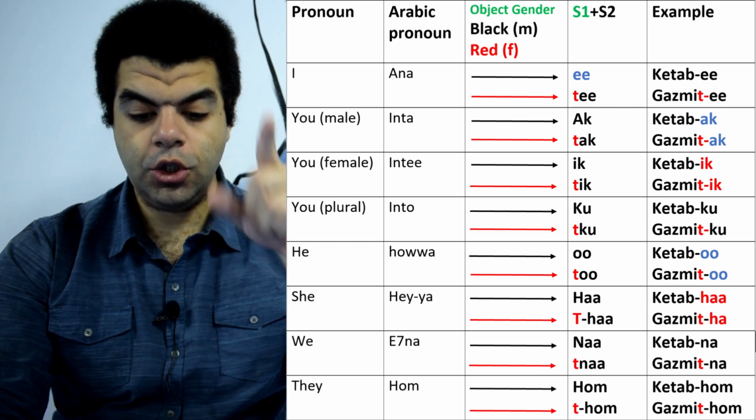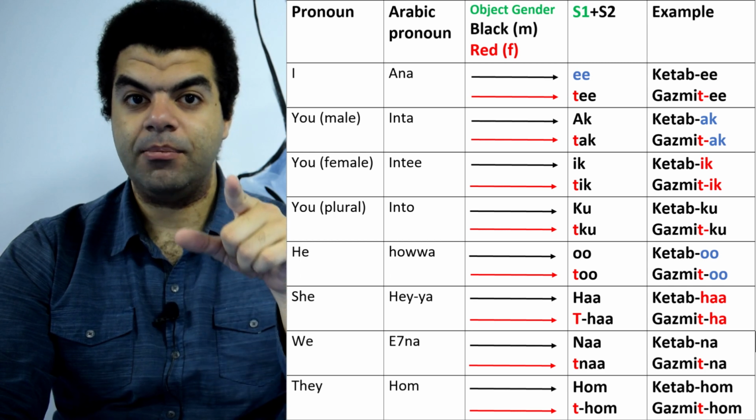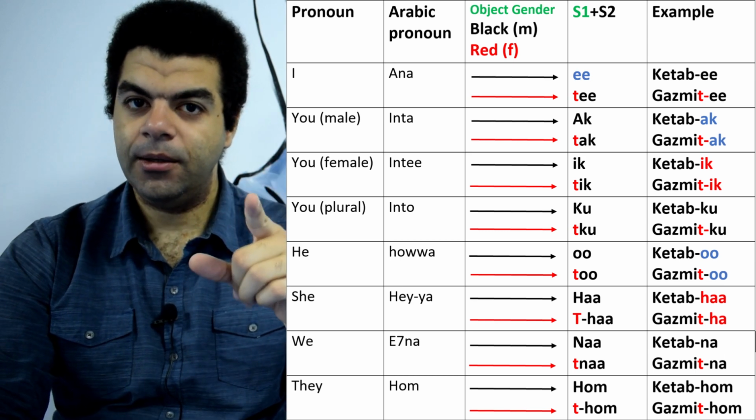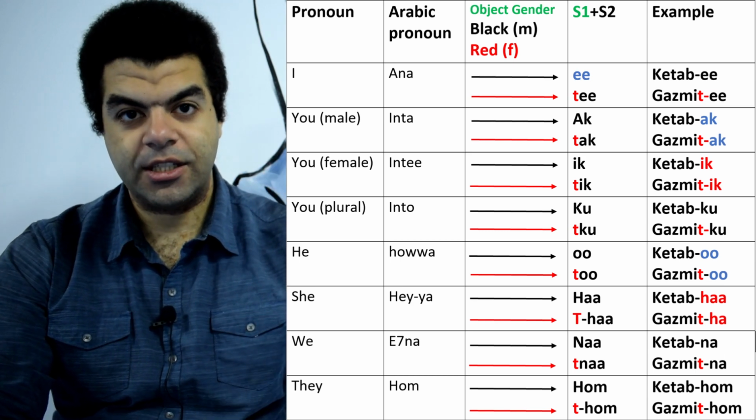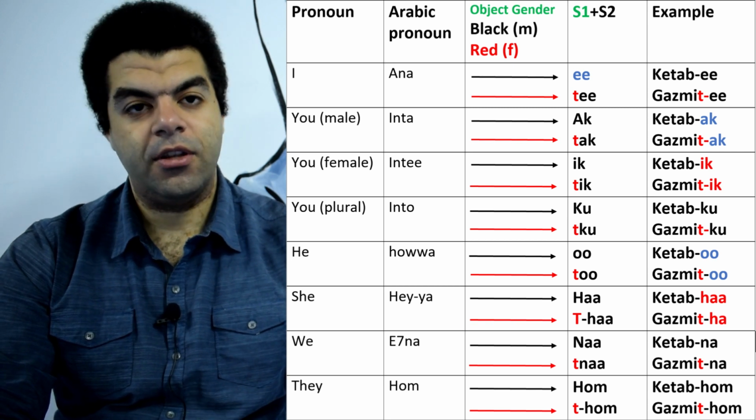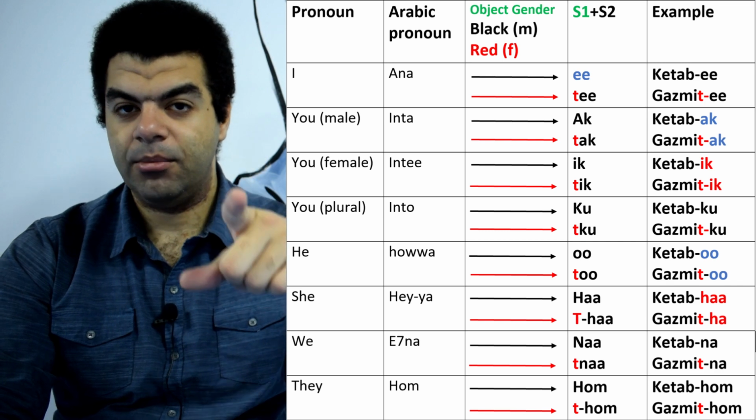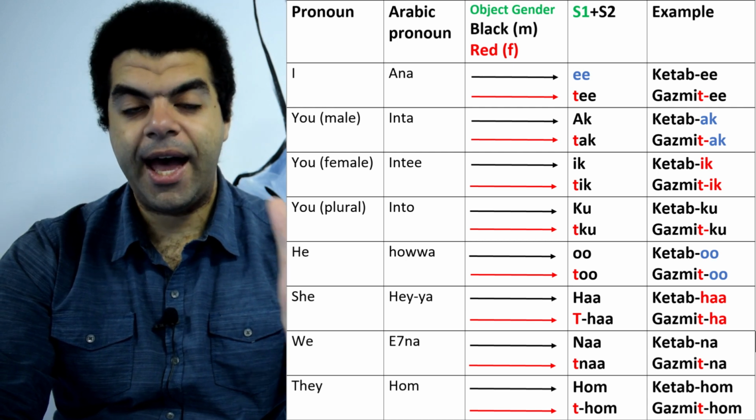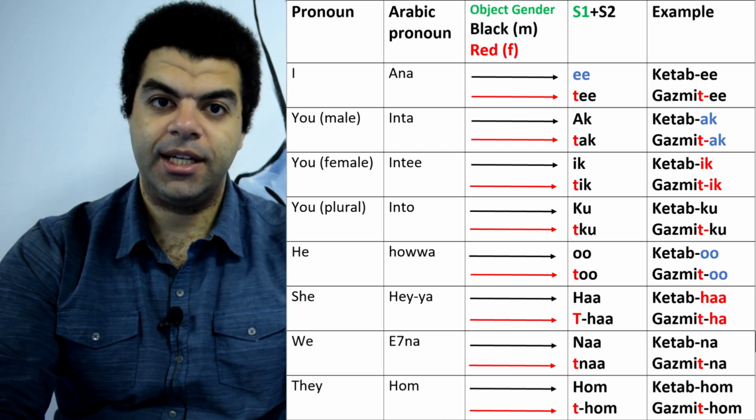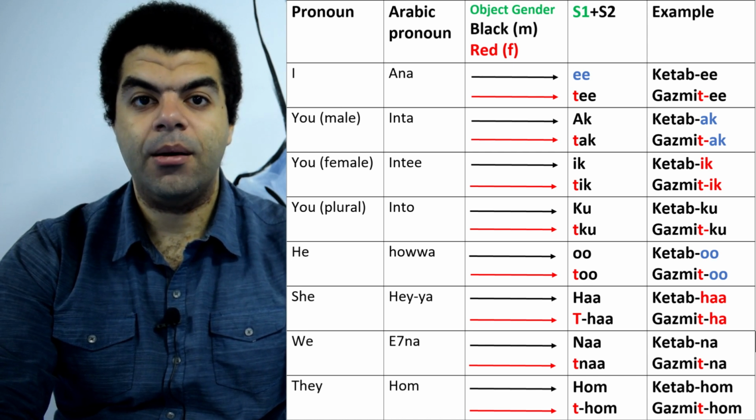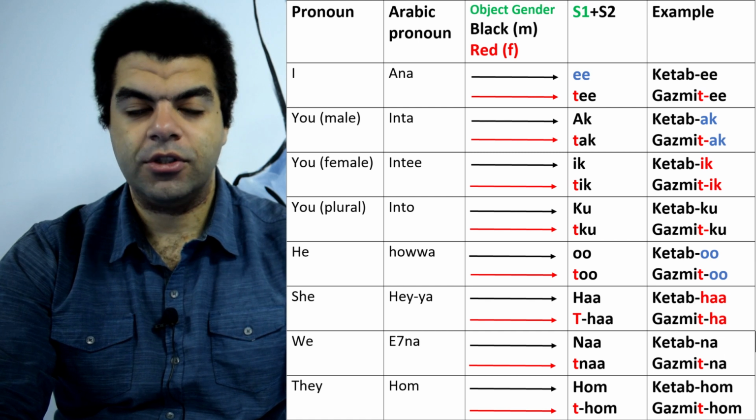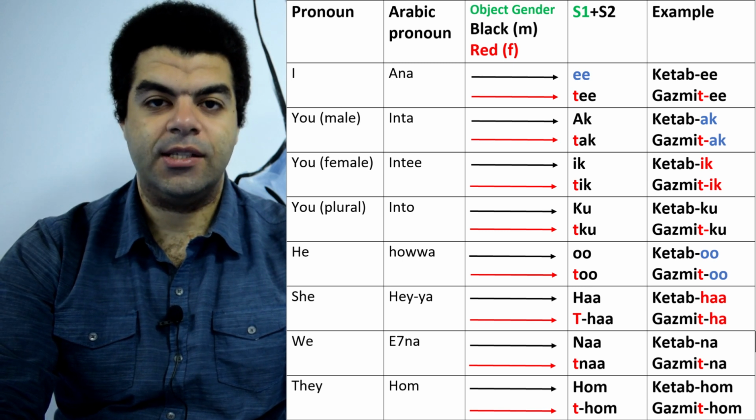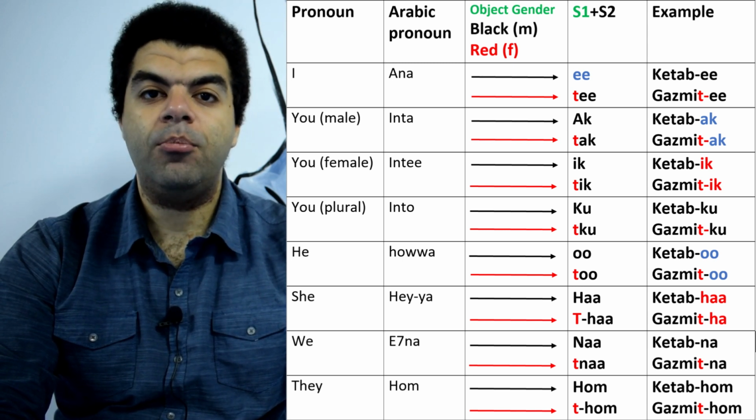Let's take some examples. You, as a female, I would say gazmetik, because we said T and then ik, gazmetik, okay, which is your shoe. If it's masculine, I would say ketabik. There is no T because the book is masculine, but I said ik because you are feminine. What about a male? I would say gazmetek, ek and ik, that's the difference, ek, gazmetek. And the male would be ketabek. So here, it's the same difference. What about you plural? When you're speaking to a bunch of people, you would say ku at the end. Gazmitku or ketabku.